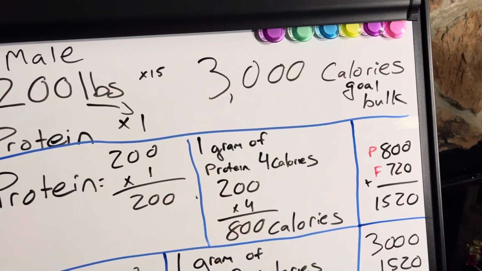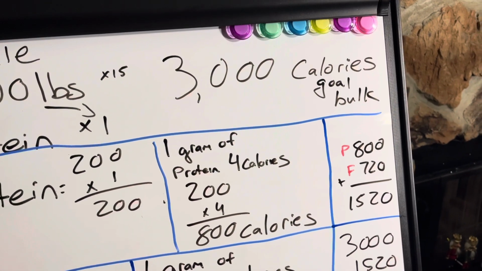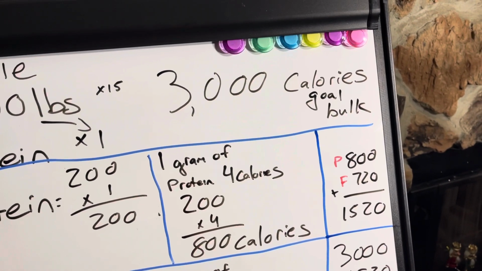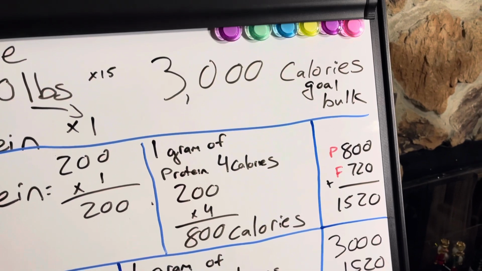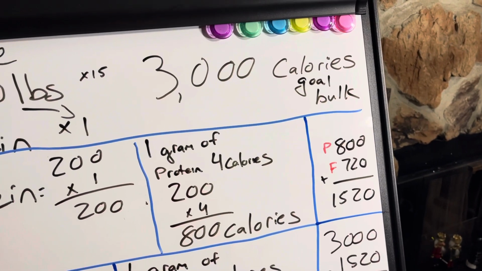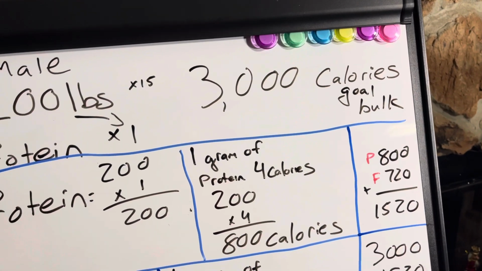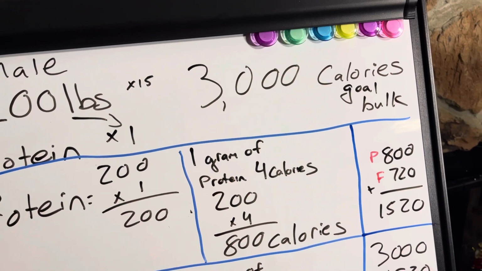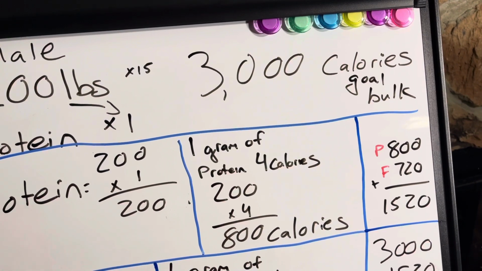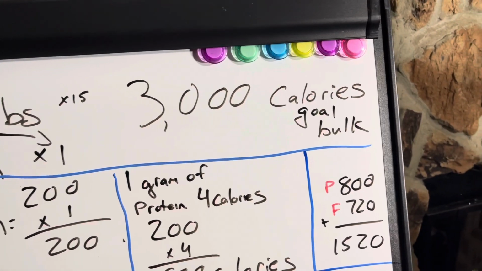Since they're doing 200 grams of protein a day, that's how much protein they're getting for their macros. You multiply that 200 times 4, because a gram of protein is 4 calories. So 200 times 4 is 800 calories. Out of the 3,000 calories, 800 of that is from protein. So remember, protein calories is 800.